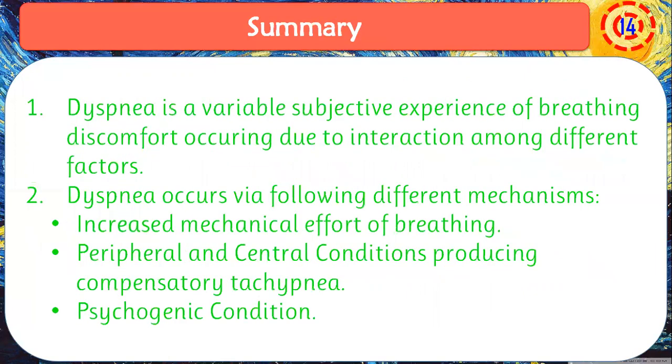So now concluding this video with the summary. Dyspnea is a variable subjective experience of breathing discomfort which occurs due to interaction among different factors. And dyspnea occurs via variable mechanisms, and these include increased mechanical effort in breathing, peripheral and central conditions which produce compensatory tachypnea, and psychogenic condition.